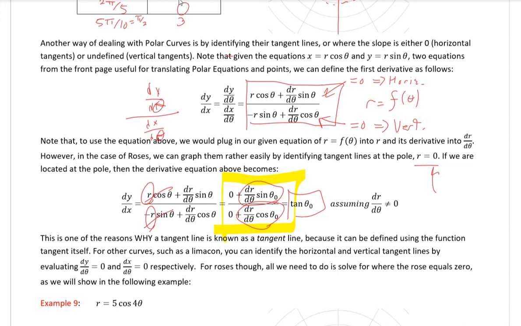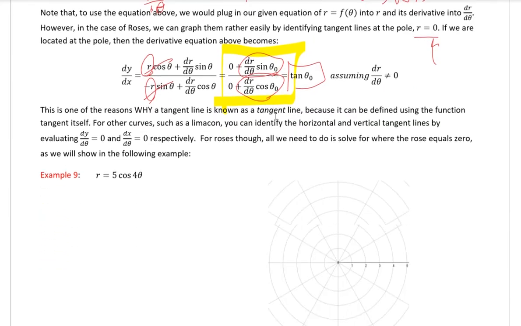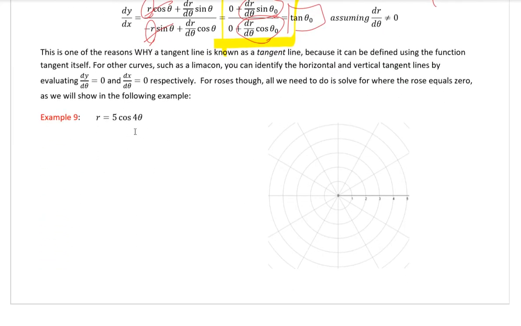So those are a couple ways of finding horizontal and vertical tangents. But for roses, like the one we have here, we can instead just find where r equals 0. Wherever it equals 0, that's going to be our tangent lines, and we could draw the petals within that. So instead of plugging in points, I'm going to set r equal to 0. So 0 equals 5 cosine of 4 theta. Well, that's pretty easy. 0 equals cosine of 4 theta, just dividing by 5.